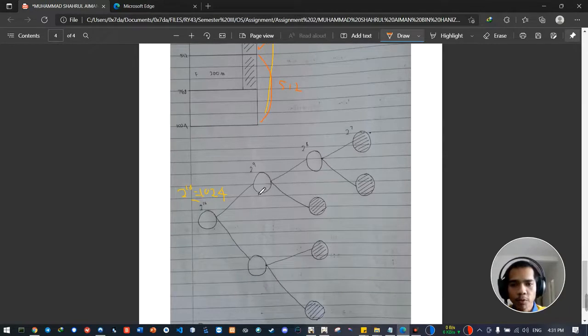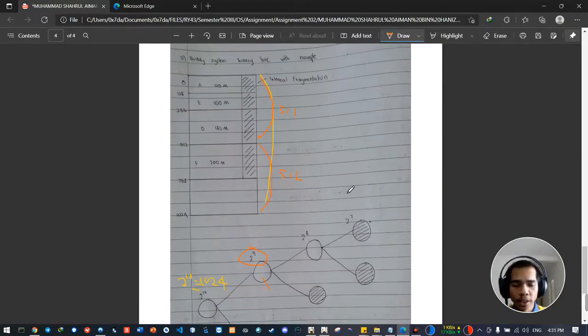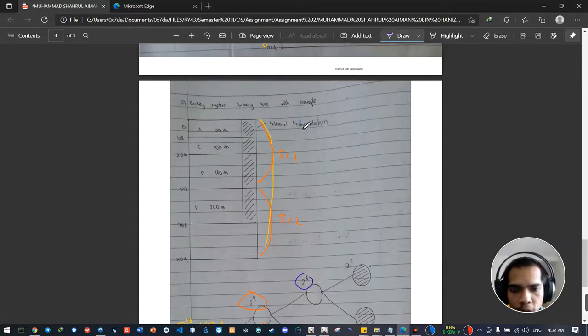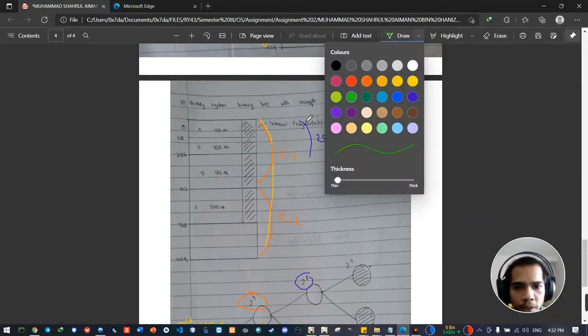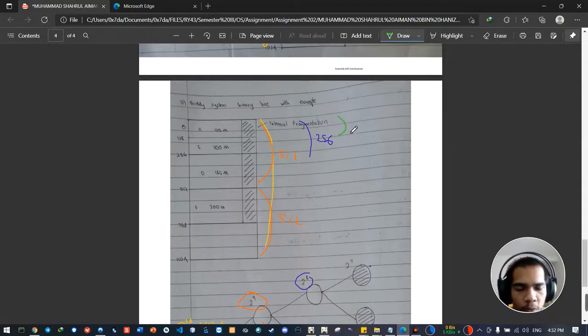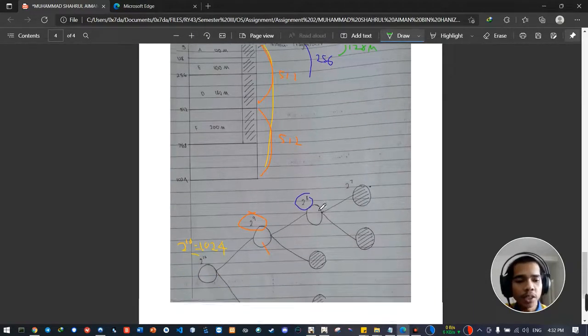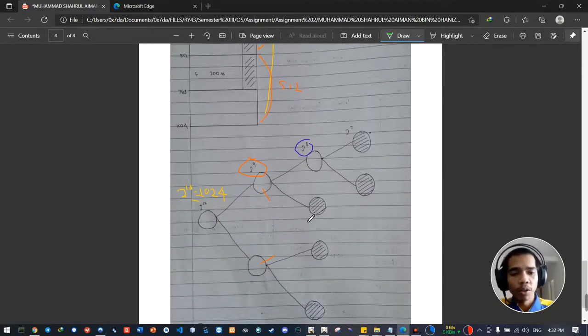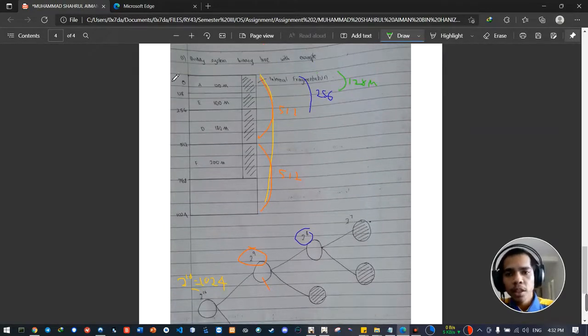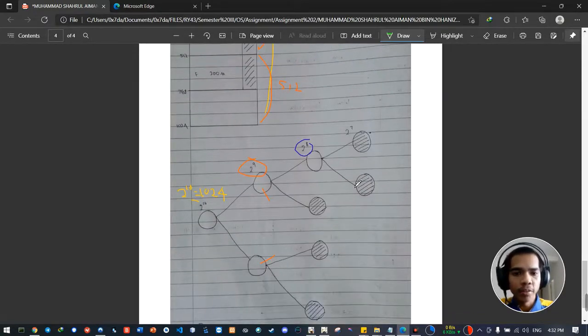So 512 is here, 2 to the power of 9. At the first block of 512, we divide by 2 again. Here is 256, and 256 we divide again, so it will become 128 megabyte here. So the process is, you divide the block of memory according to this block of memory here, so we can create the binary tree.